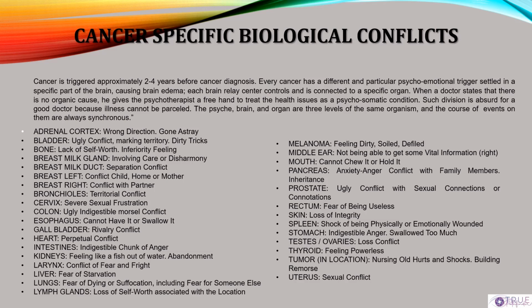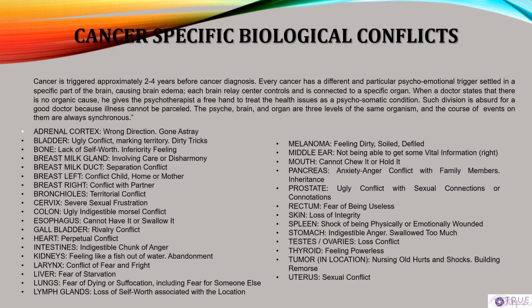Lymph glands, loss of self-worth associated with the location. Melanoma, feeling dirty, soiled or defiled. Problems with the middle ear stem from not being able to get some vital information. Mouth problems, the feeling that you cannot chew it or hold it. Pancreas problems, anxiety, anger conflict with family members, for example, inheritance problems. Prostate issues, ugly conflict with sexual connections or connotations. Rectum problems, fear of being useless. Skin problems stem from a loss of integrity. Spleen problems from the shock of being physically or emotionally wounded. Stomach issues from an indigestible anger, conflict and having the feeling that you have to swallow too much.